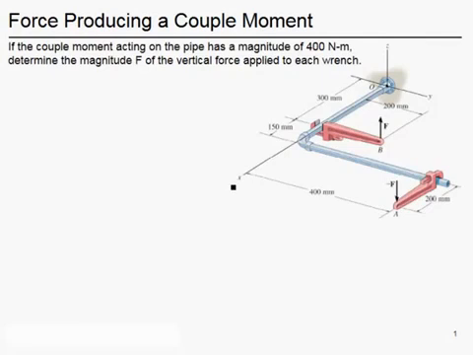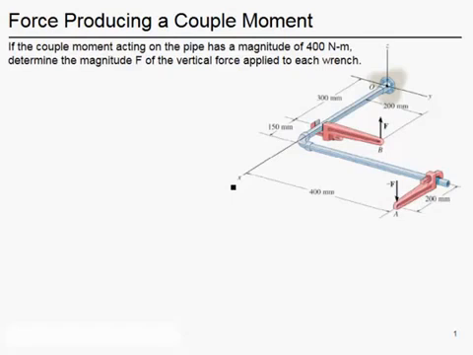In this problem, we're working with a couple moment, and you'll remember that a couple moment is defined by two forces which have equal magnitude and opposite direction, and they're separated by some distance. We know that on this system, which is a pipe with some wrenches on it, the magnitude of this couple moment is 400 Newton meters, and the question here is, what is the magnitude of F, the two forces there, that will give us this couple moment?